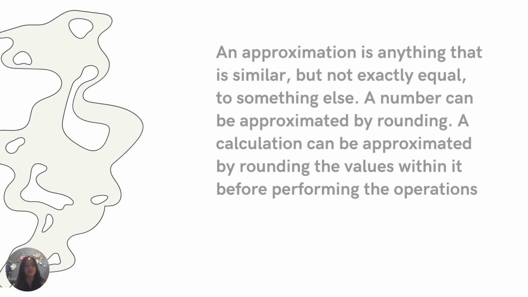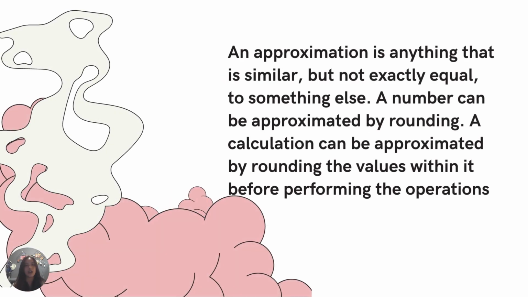Approximation. An approximation is anything that is similar, but not exactly equal, to something else. A number can be approximated by rounding. A calculation can be approximated by rounding the values within it before performing the operations.